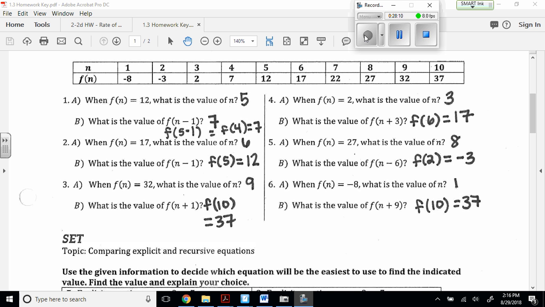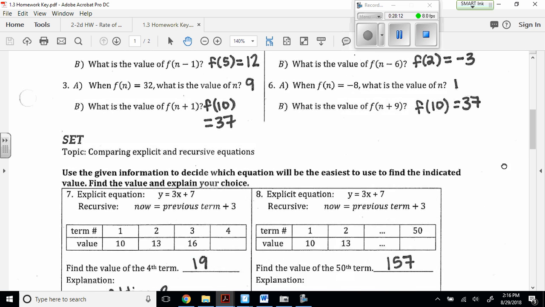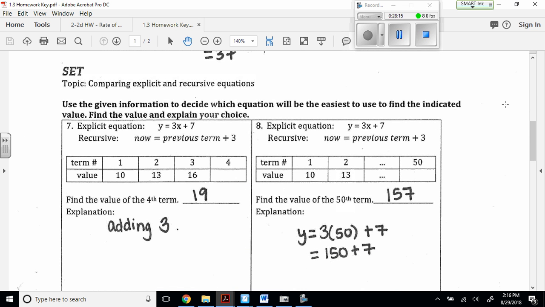What? You don't what? Come on. You find the value of the fourth term is 19. How? By adding what? I just showed you. I just told you. I got 151. What did I do wrong? I didn't add it. Why did we add 7?